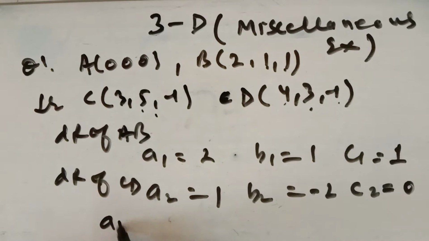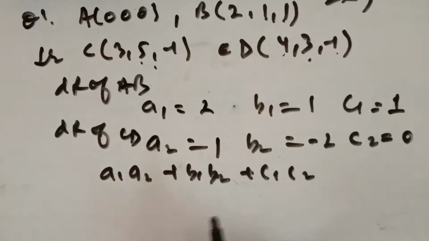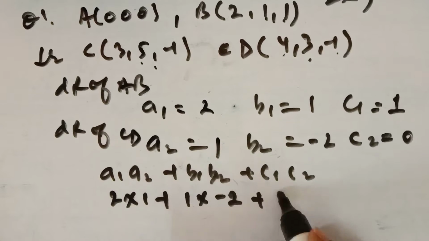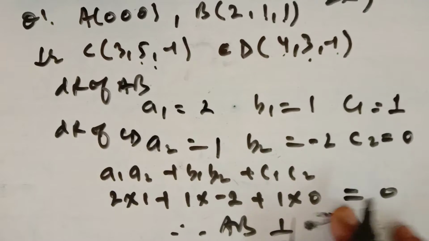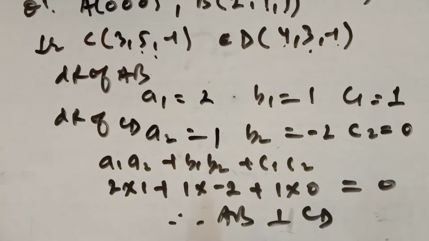So to prove that they are perpendicular, find A1 A2 plus B1 into B2 plus C1 into C2. So it is 2 into 1 plus 1 into minus 2 plus 1 into 0, equal to 0. So we can say that the line segment joining the points A and B is perpendicular to the line segment joining the points C and D whose coordinates are given. So it is a very good easy question.